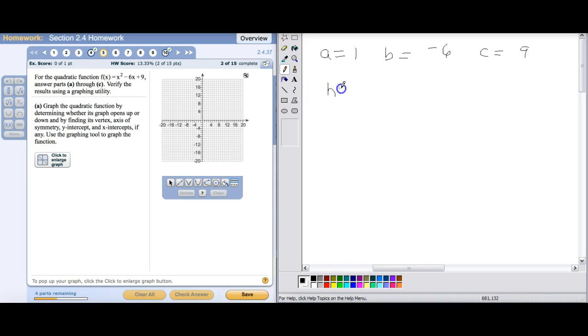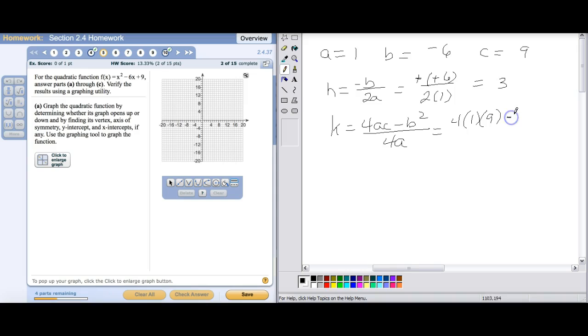So our h is minus b over 2a. So that would be minus negative 6 over 2 times 1, which gives us a positive 3, because we know a negative times a negative is a positive. Okay. For our k, we know that's 4ac minus b squared all over 4a. And so we'll go ahead and plug in. Our a is 1, our c is 9, and our b is negative 6.